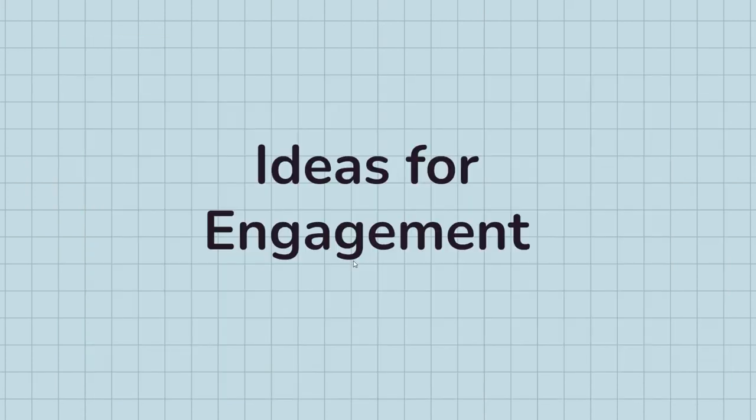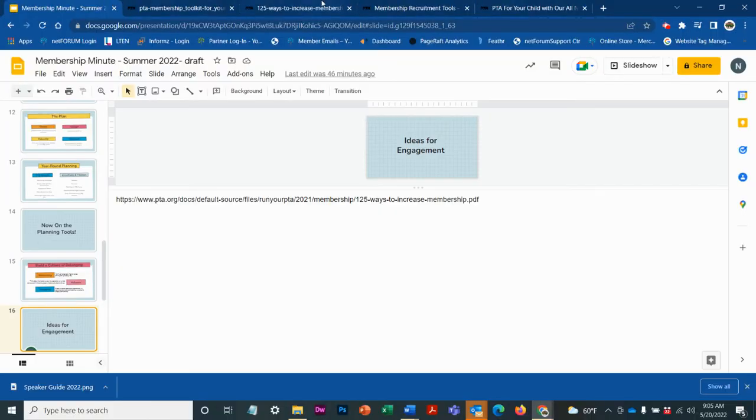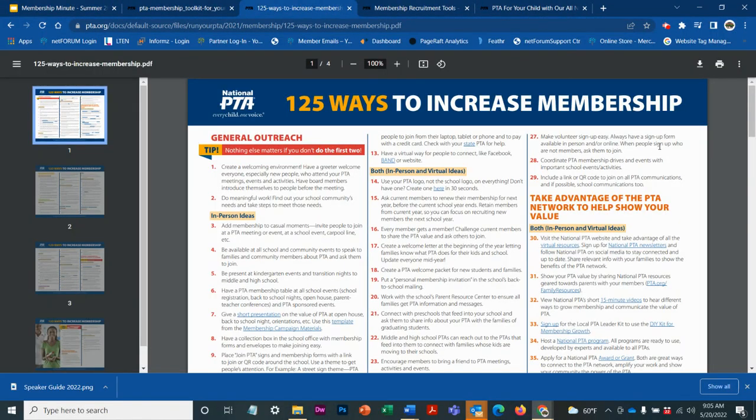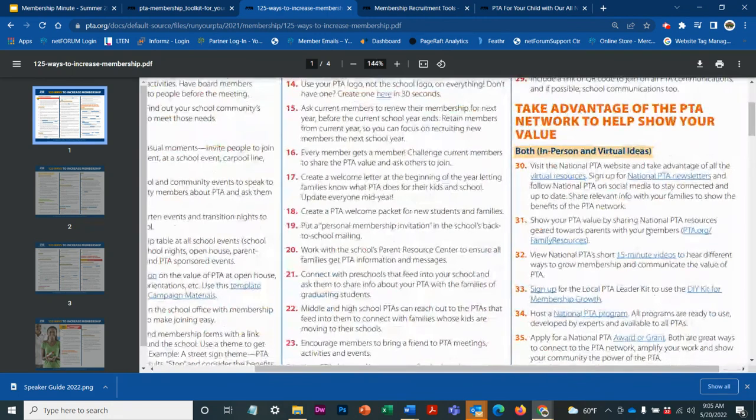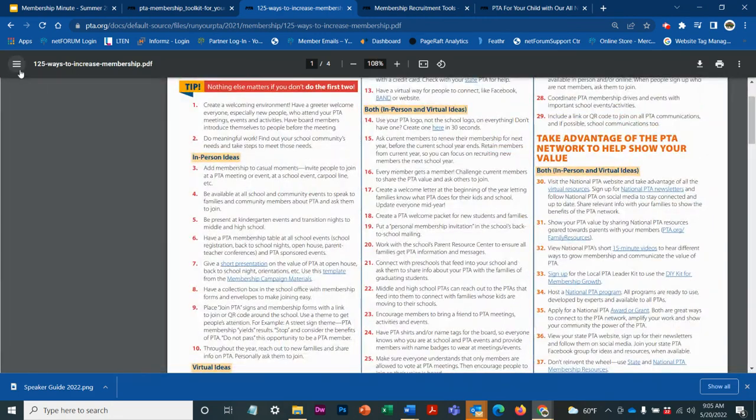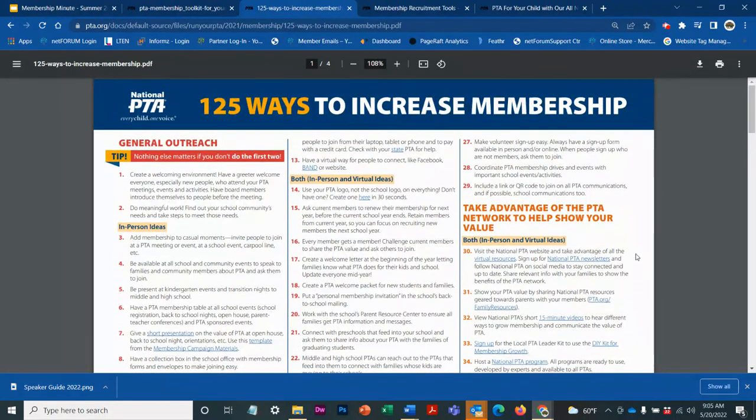So, how do we do that, right? We've got this really cool tool that I also came across that I loved, which is, let's see if I can pull that up. Give me one moment. This, 125 ways to increase membership. I love this. I think it is so smart. Let me see if I can close that. There we go. 125 ways to increase membership. I dig this.